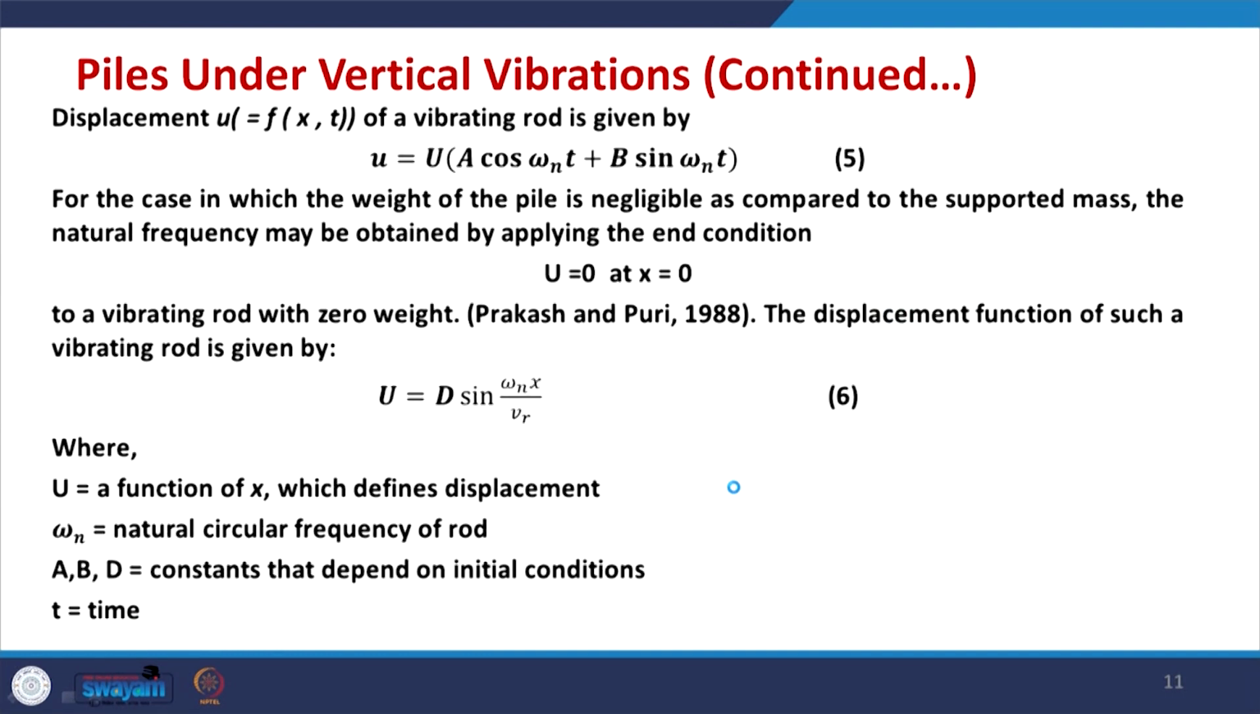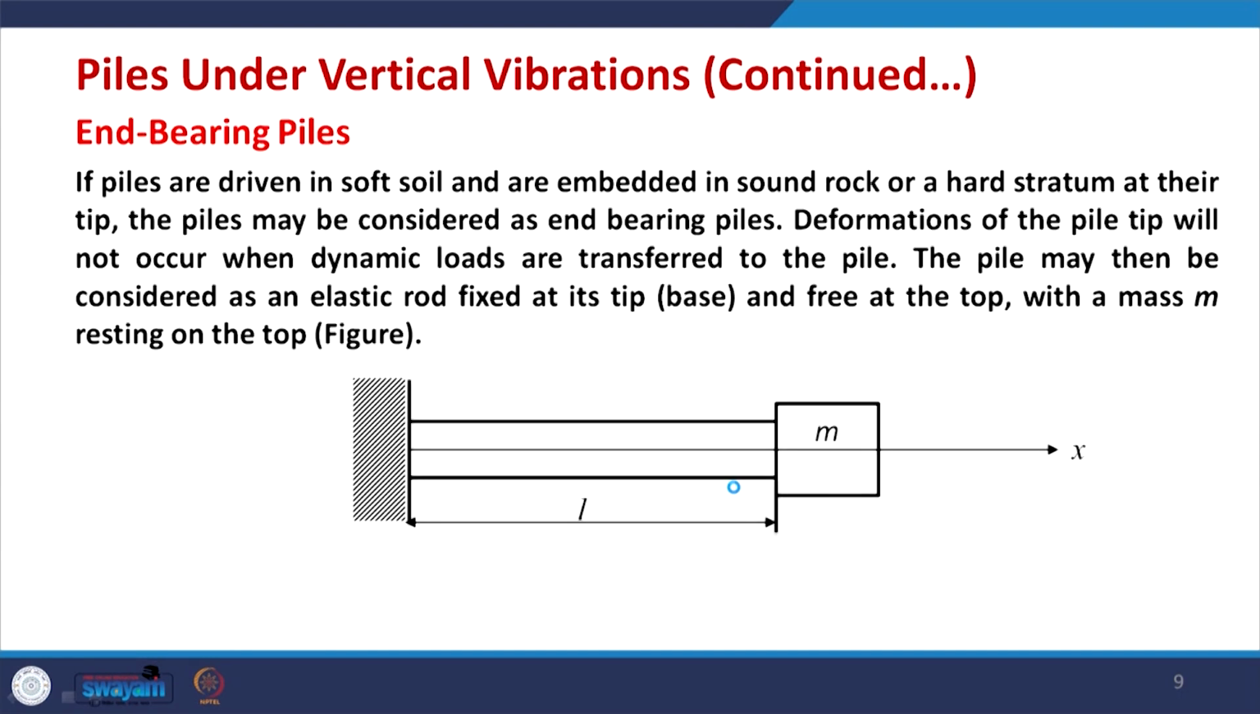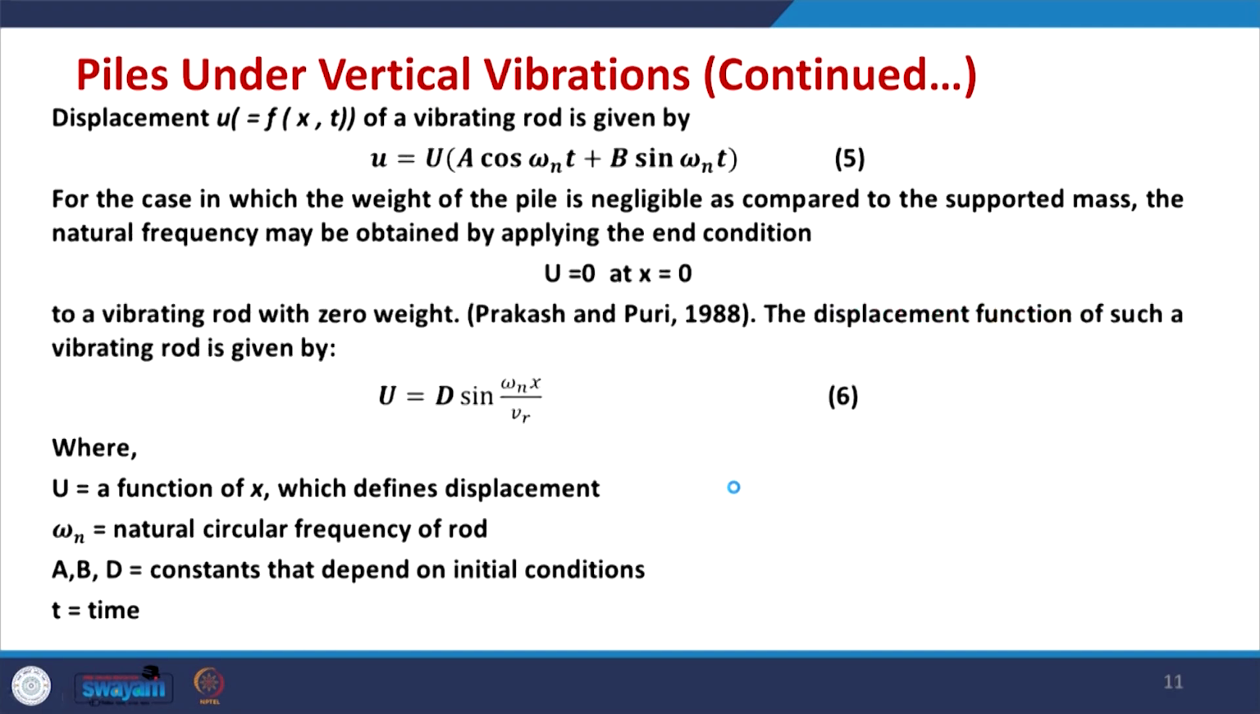How about the response? Displacement u is a function of x. What is x here? You see that along the depth or along the height of the pile, while time t is also there, so displacement u is a function of x and t, and this, for a vibrating rod, is given by equation number 5, where small u equals capital U multiplied by (a cos omega n t plus b sin omega n t), where a and b are constants that depend on initial conditions or boundary conditions.